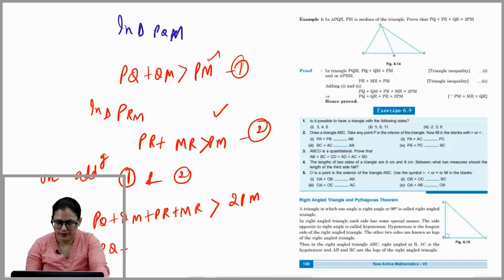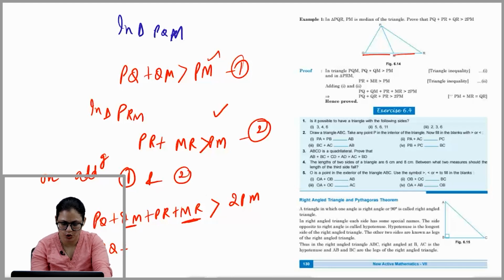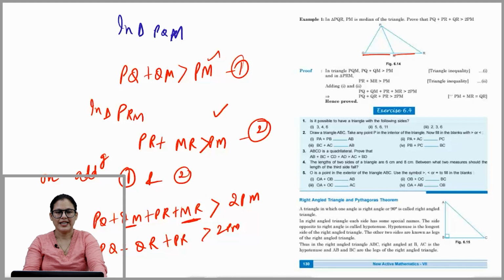See, QM plus MR. QM plus MR is what? QR. And then PQ plus QR plus PR is greater than 2PM. So, as proved. Let's do exercise 6.4.